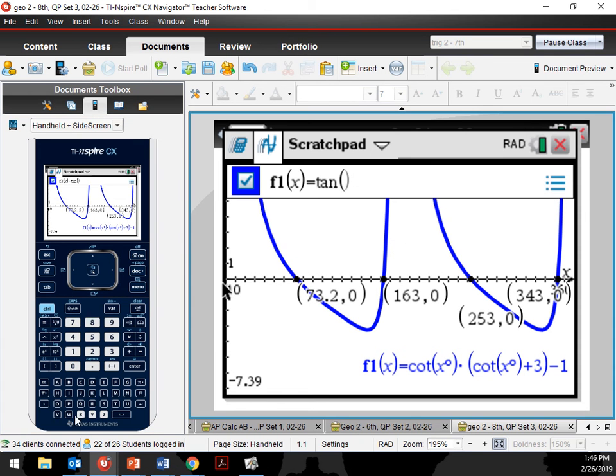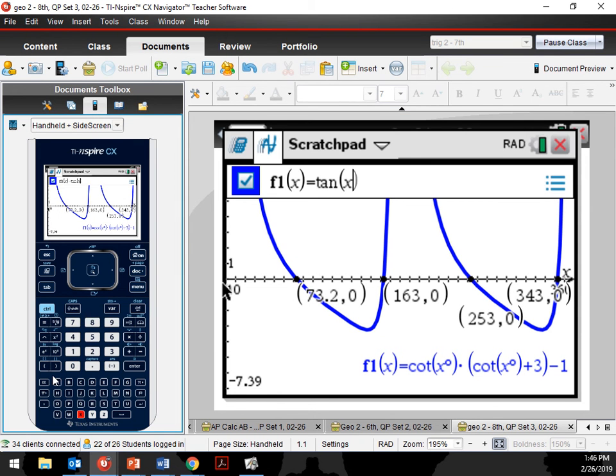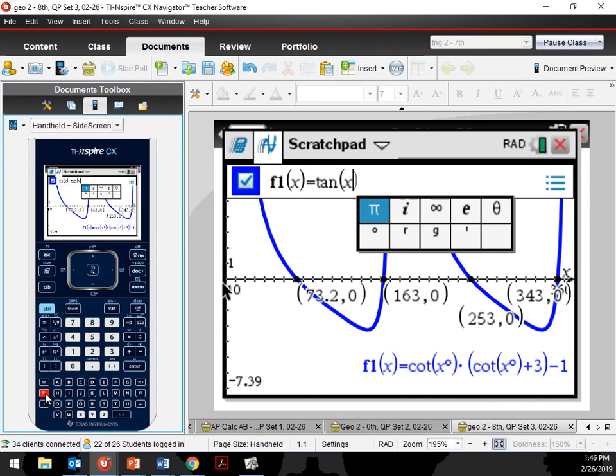How do we clear the calculator again? Do you want to clear everything or just that one? Just that one. Okay, so you hit tab to bring up this, and then you arrow up, and then you delete the line that's already in there.